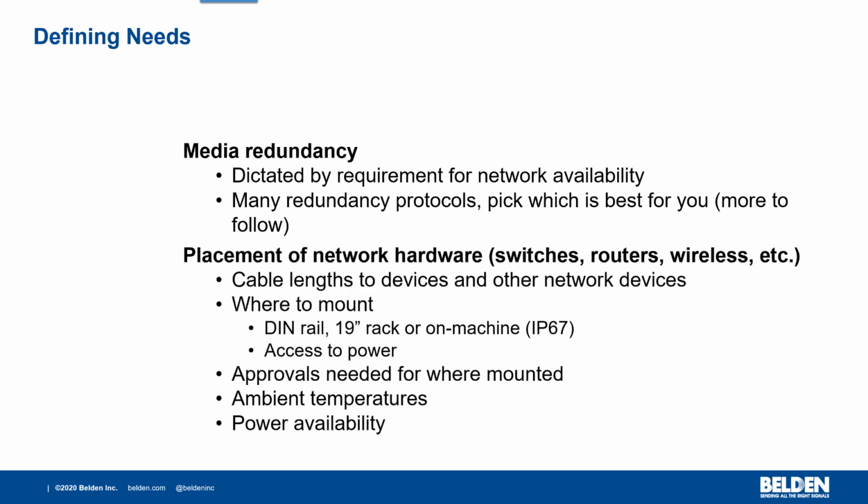Next is the placement of network hardware. Consider the cable lengths to the devices and all of the other networking devices themselves. Where would you mount this? Is it going to be mounted on DIN rail, 19-inch rack, or on machine? The 19-inch rack is something that many customers don't think of because they perceive a 19-inch rack switch as something that is IT. There are many 19-inch rack switches that will support industrial temperatures. They're fanless, redundant, powered, AC and/or DC.